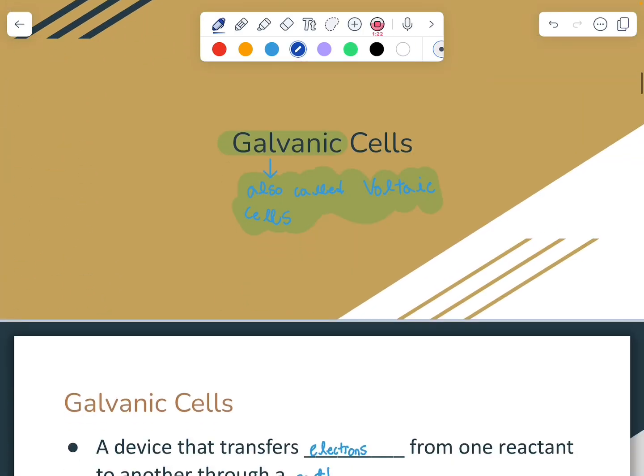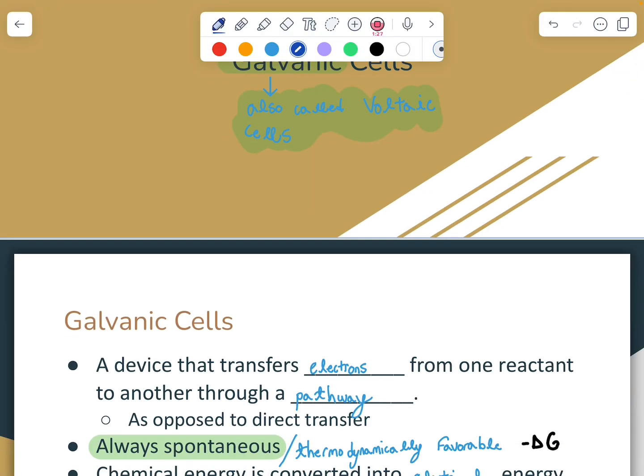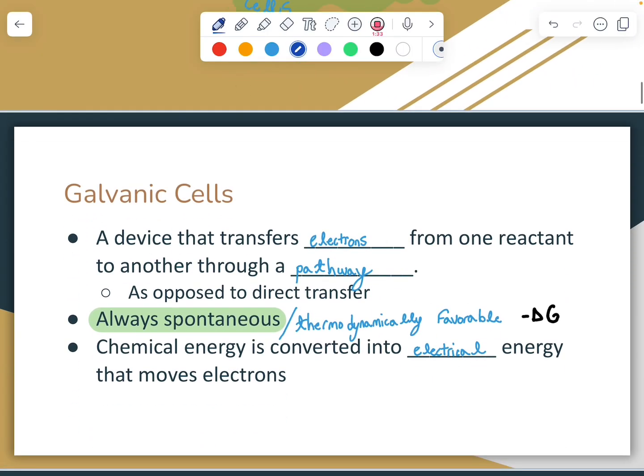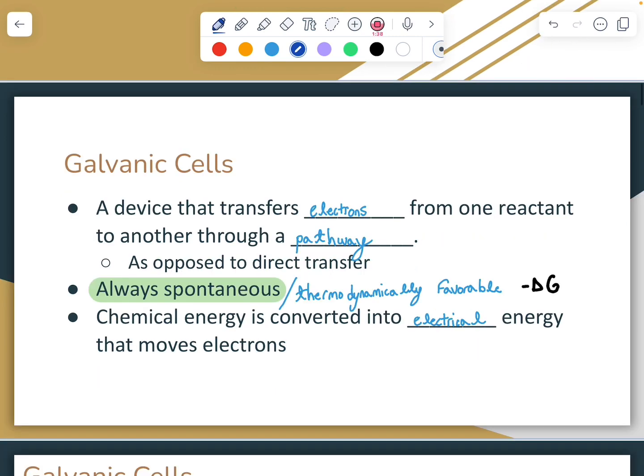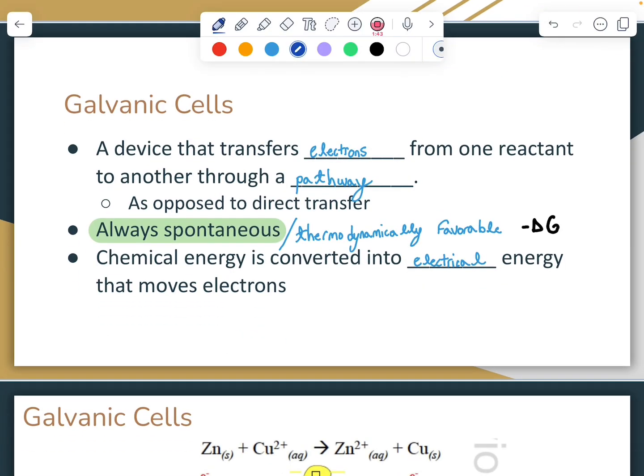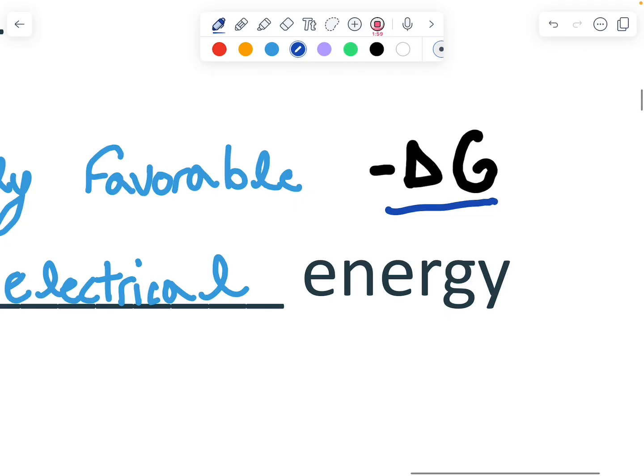So, these are called galvanic cells, also called voltaic cells. That's what allows these kinds of spontaneous redox reactions to happen. Essentially a battery. So, the lithium batteries that you use for your phones or any other device are a type of redox reaction. That's a device that transfers electrons from one reactant to another through a pathway. And these are always spontaneous, which means in AP chemistry terms, they're thermodynamically favorable, which we will look at later in another unit. But that means they have a negative delta G, which means they proceed without any help.